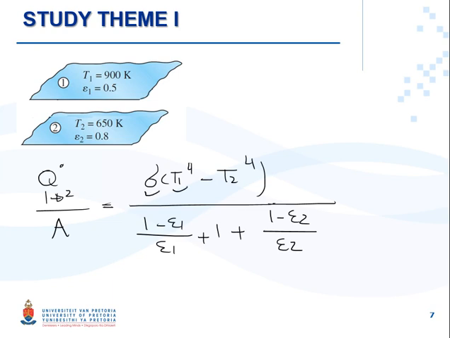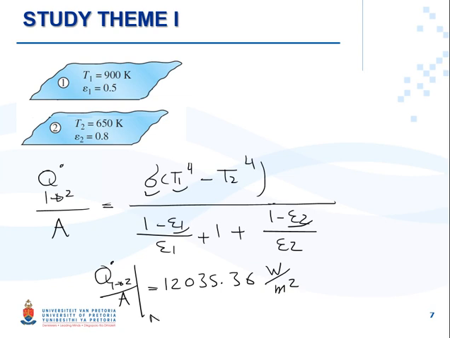It's very simple, but at the same time we have all the numbers. We have the Stefan-Boltzmann constant, we have temperature, we have the emissivity of surface 1 and of surface 2, and the number is 12,035.36 watts per square meter. But now let's calculate it when we have the shield, and after that compare these two numbers. So let's write it down here: Q over A, but no shield.